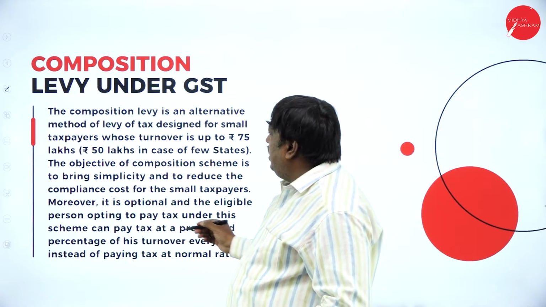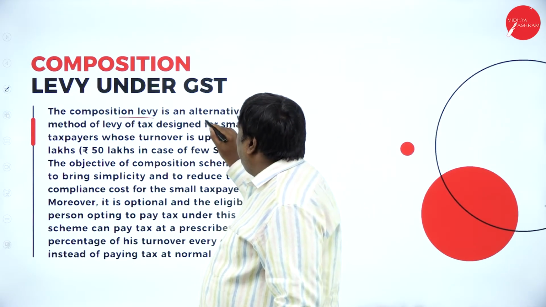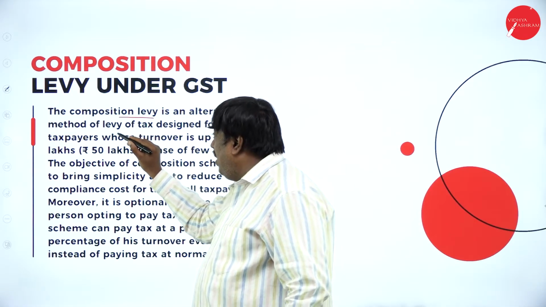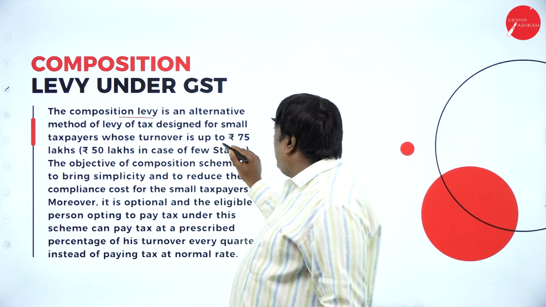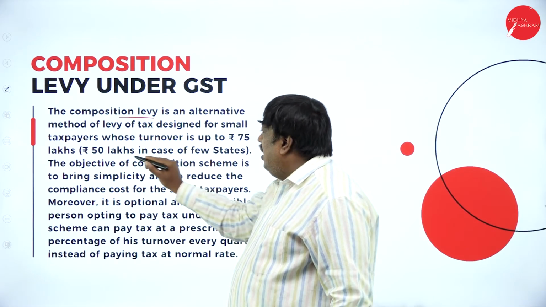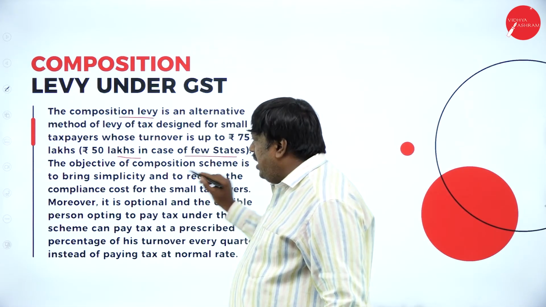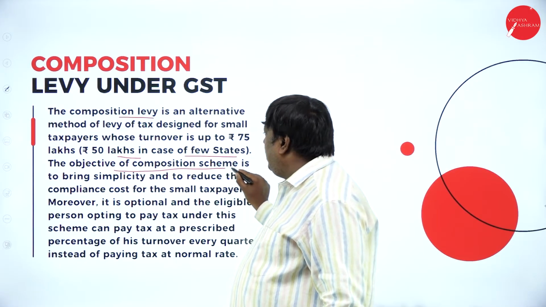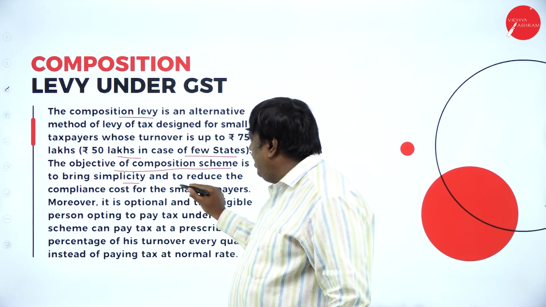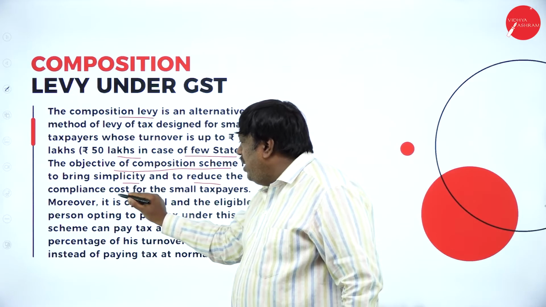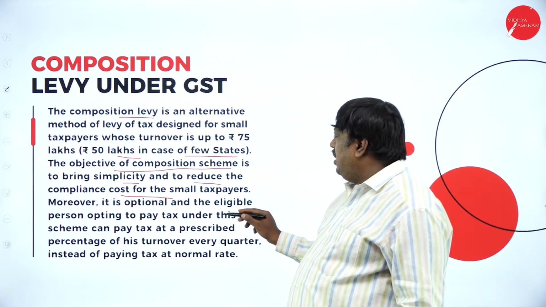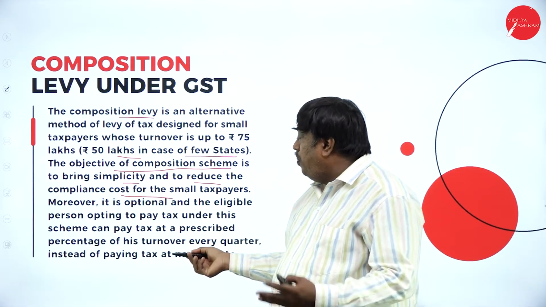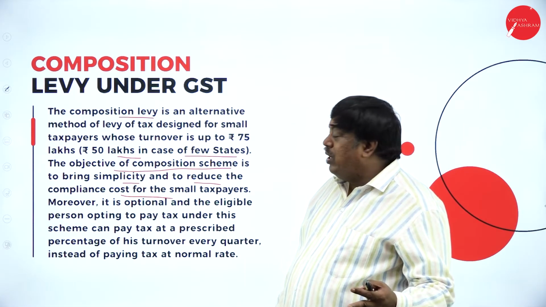Composition levy under GST. The composition levy is an alternative method of levy of tax designed for small taxpayers whose turnover is up to 75 lakhs, 50 lakhs in case of a few states. The objective of the composition scheme is to bring simplicity and to reduce the compliance cost for small taxpayers. Moreover, it is optional and the eligible person can opt for that one or he can ignore that one.